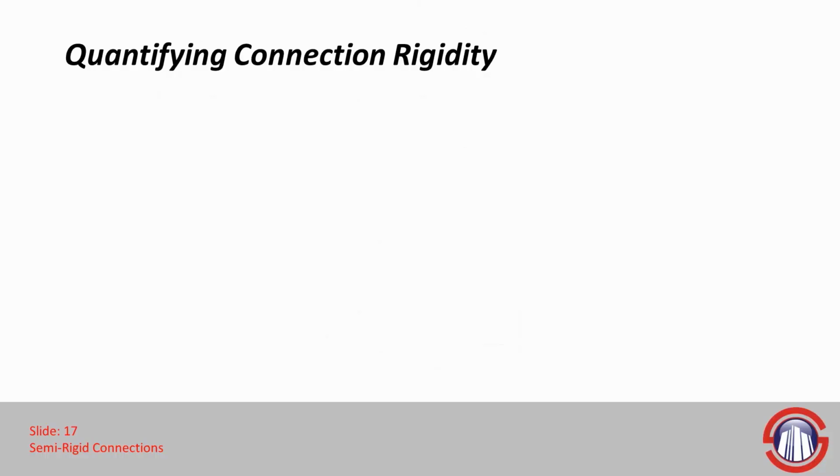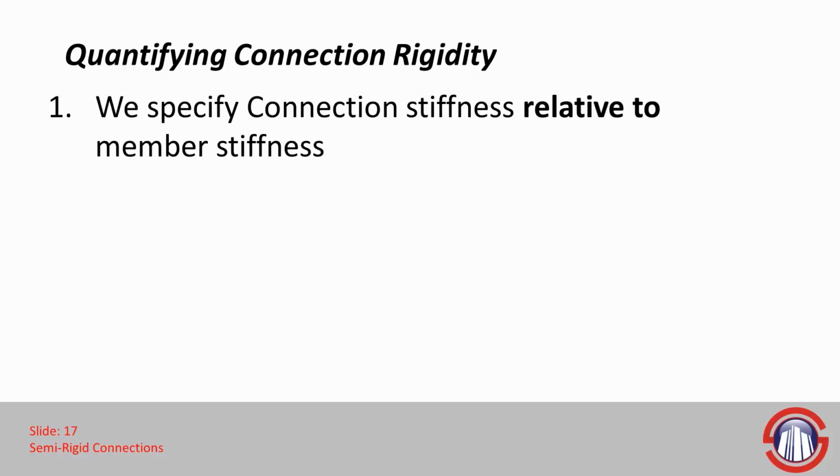To quantify my connection stiffness versus member stiffness, this is one way that we can do that. We specify the connection stiffness relative to that member stiffness. Now, hopefully we already know the member stiffness. We're going in with the assumption that we know which type of member we're using, which section, and so on, and which material. So we have an idea of the stiffness of the member already.